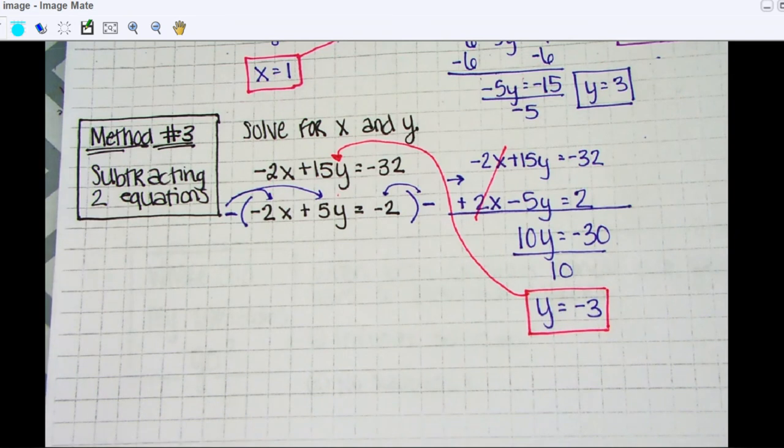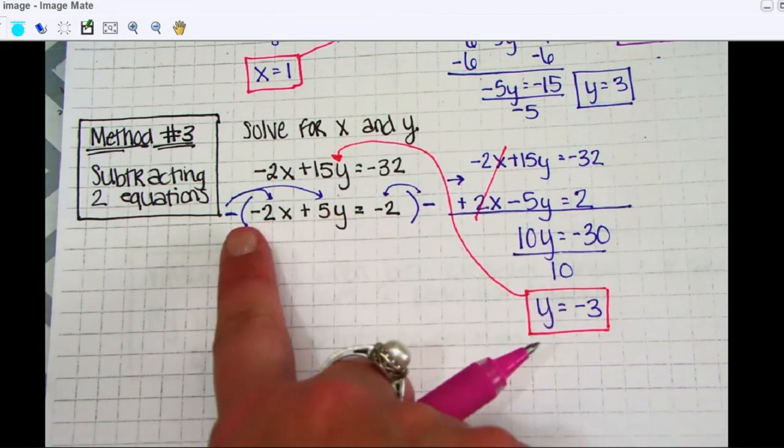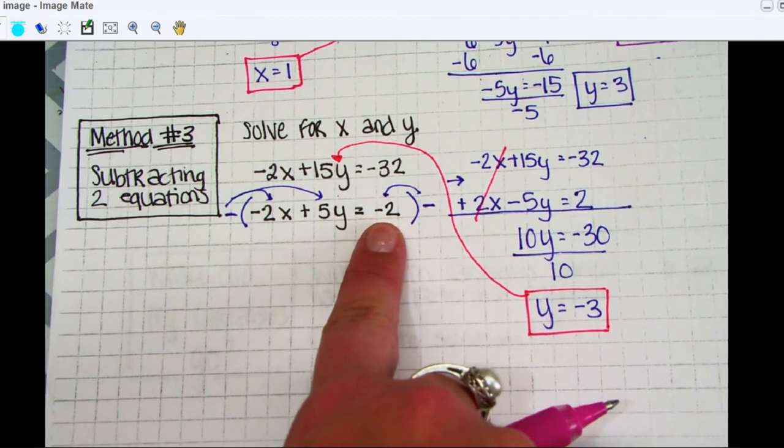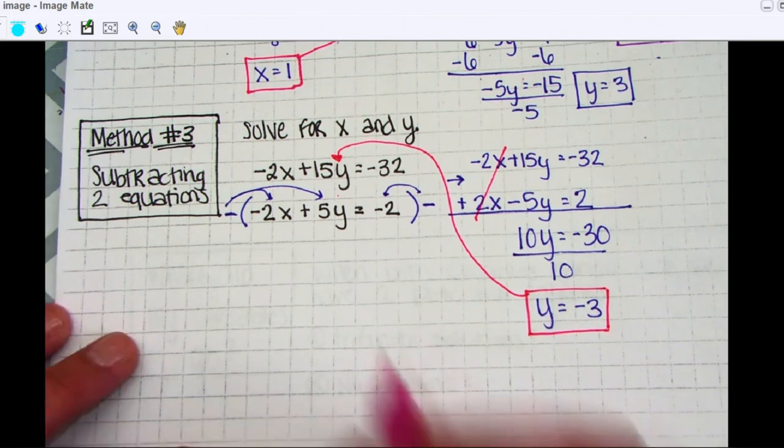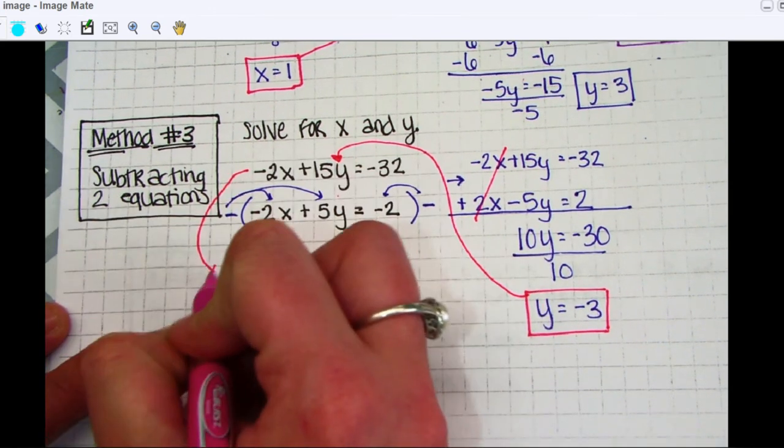Okay. Take the value, plug it in. But don't plug it into one that you messed with. So I'm never going to plug it into this one where I multiplied everything by a negative. It's going to change your answer. So I'll take this formula, I'll write it down here.